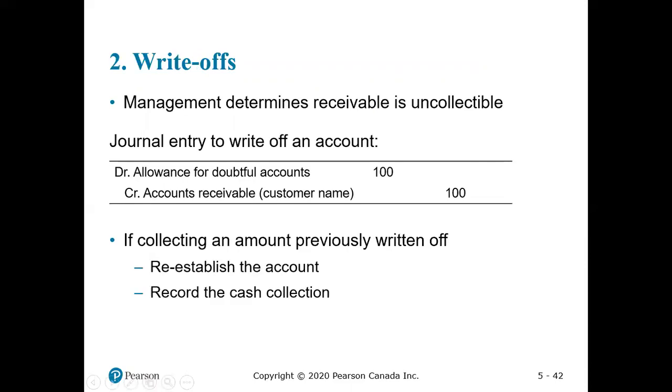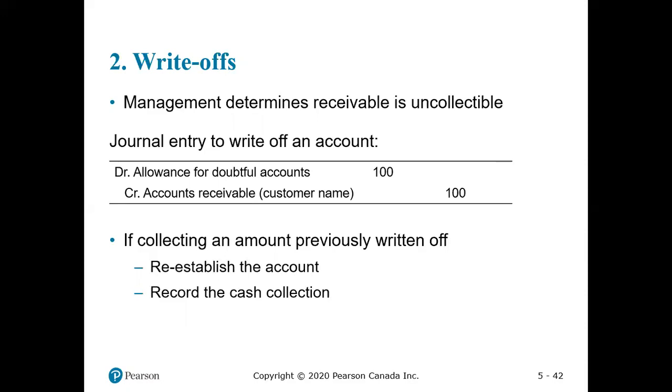The second is write-offs. This is what we just touched on, where management determines that an amount is uncollectible. If that amount was previously recorded in the allowance for doubtful accounts, and now you know for sure that it won't be collected, you have to clear out the actual AR amount and clear out the allowance for doubtful accounts that was set up for that. So the journal entry for that is to debit allowance for doubtful accounts and credit accounts receivable.